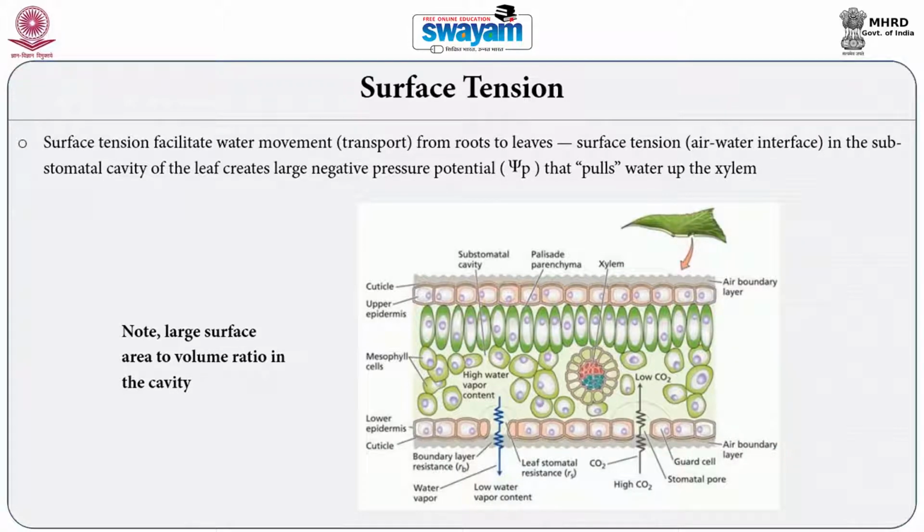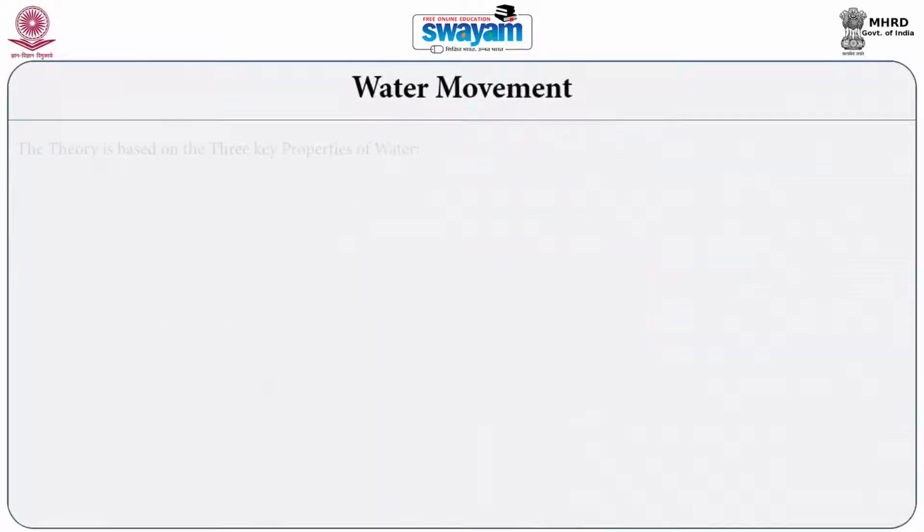the leaves, whatever the height of the tree. Surface tension, that is the air water interface in the substomatal cavity of the leaf, creates a large negative pressure potential, that is psi p, that pulls water up the xylem, and this is one of the examples in plant biology. Water movement. Now the theory is based on three key properties.